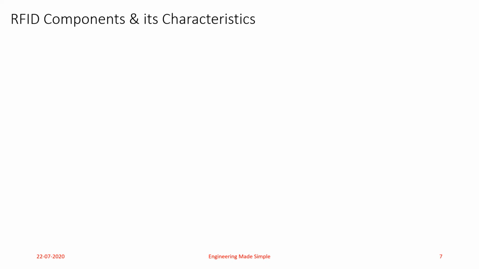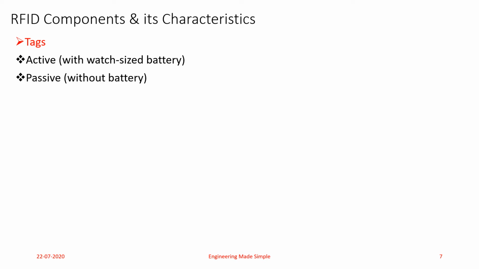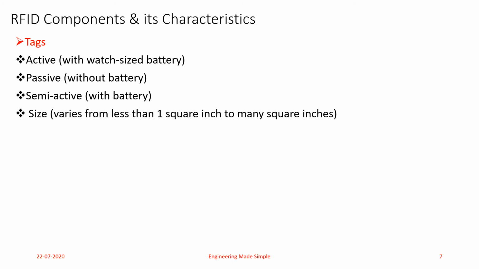Now next we will study about different RFID components which we discussed earlier and specific characteristics related to them. Now let us start with RFID tags. RFID tags are of two types: active, with a battery within them, and passive. Passive tags are the ones which do not contain any battery or power source. Semi-active tags are the tags which contain a battery, and the size of the tags varies from less than 1 square inch to many square inches.